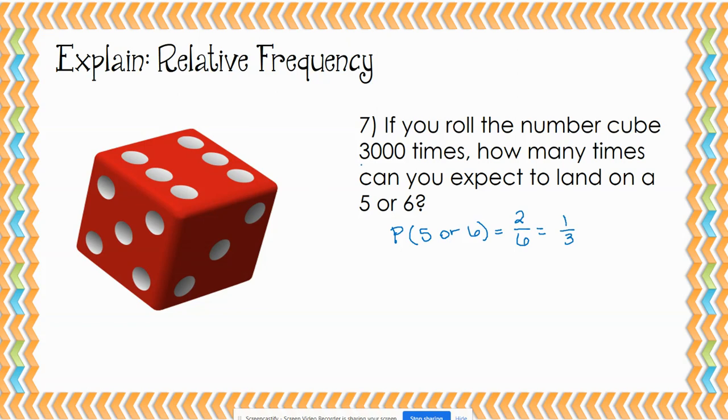I know that I'm going to do this 3,000 times, so I'm going to multiply my probability, which is 1/3, times my trials, which is 3,000. I can put 3,000 over 1, and then I can multiply. 1 times 3,000 is 3,000, and 3 times 1 is 3. If I divide 3,000 by 3, I'm going to get 1,000. This means I would expect to land on a 5 or a 6 1,000 times if I roll 3,000 times.